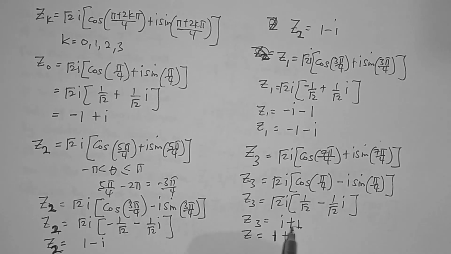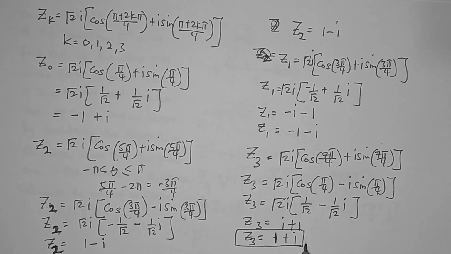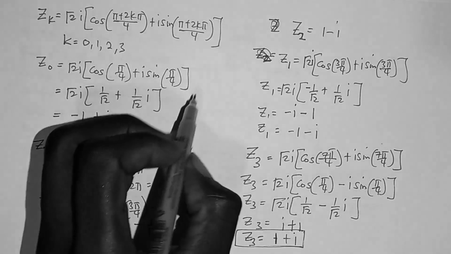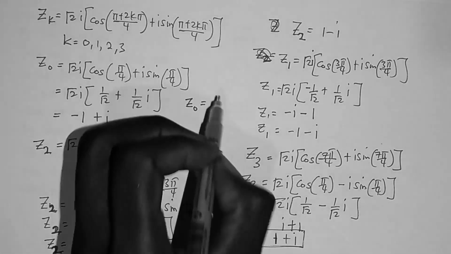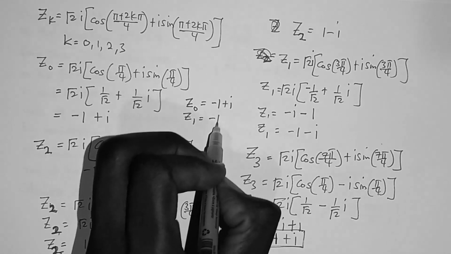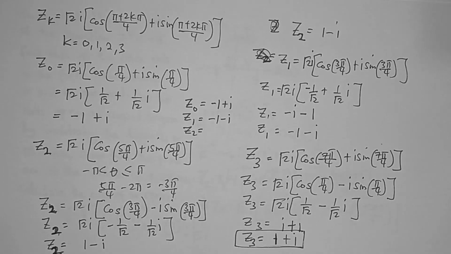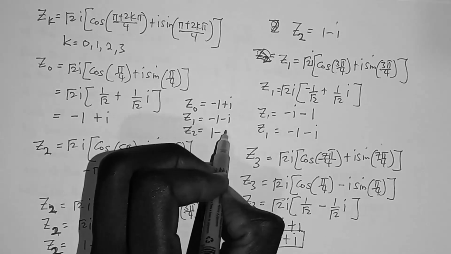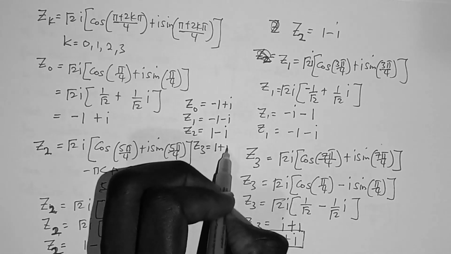And this was what the question was saying we should prove. So this is the proof. The proof is Z3. Z3 is 1 plus I. And then the other roots are. So at the end of the day, you see that we have 4 roots. Z of 0 is equal to minus 1 plus I. Z of 1 is equal to minus 1 minus I. And then Z of 2 is equal to 1 minus I. And then Z of 3 is equal to 1 plus I.